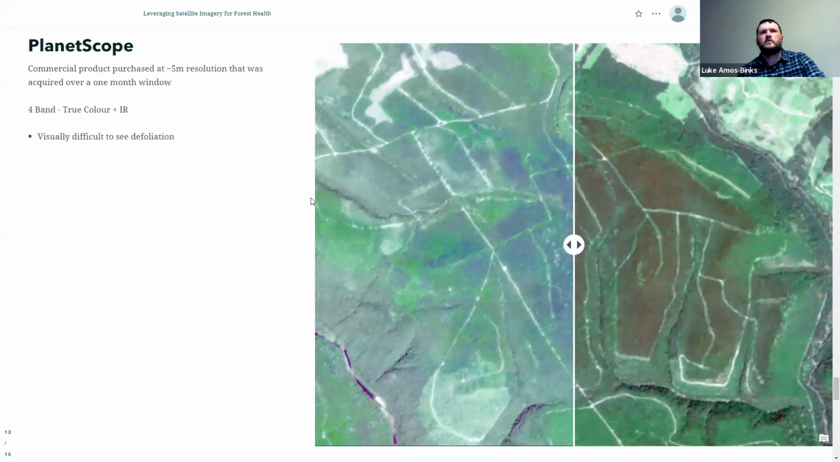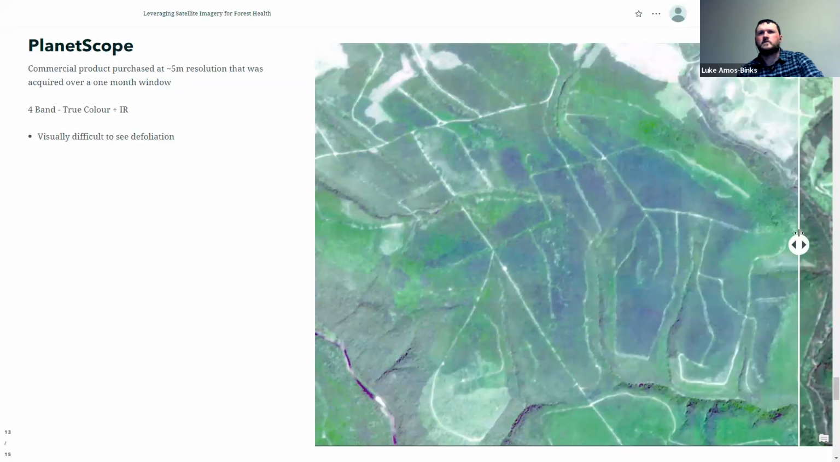The other product we use, Planet Scope, as I mentioned before, is a commercial product. We had the budget, so we were able to purchase it. It's a higher resolution, but there's a little bit more variability in the 30-day mosaic, and there are multiple satellites doing the capture. So it's a little bit more difficult to use, and it's only 4 bands, so RGB plus the infrared band.